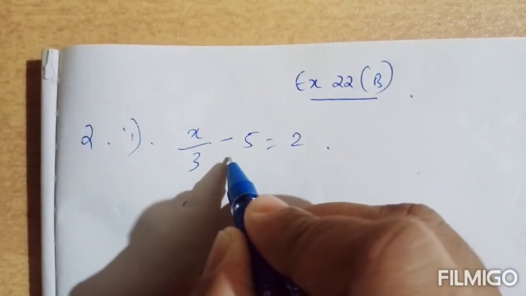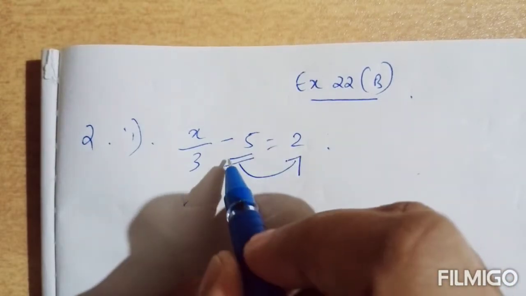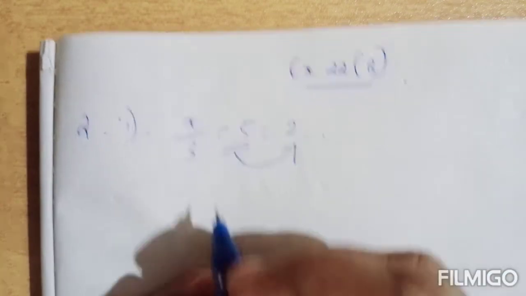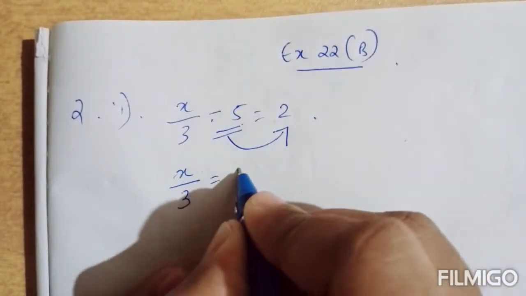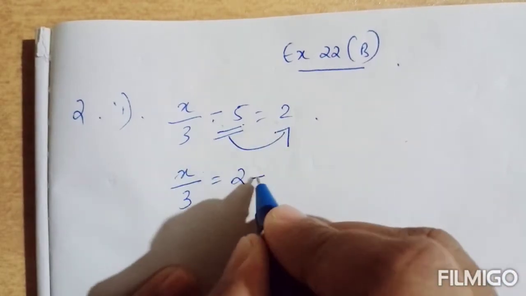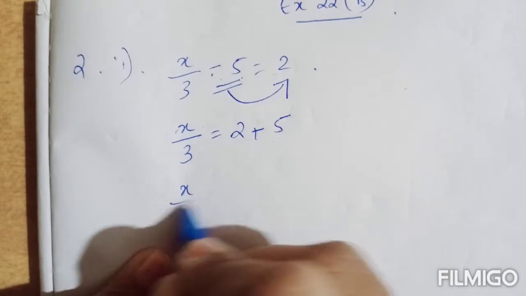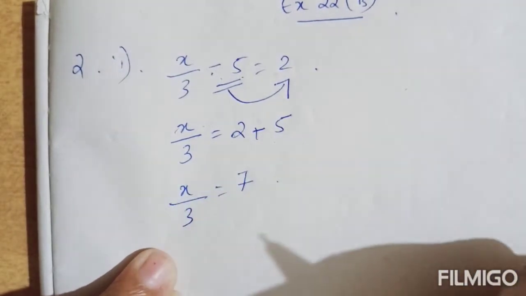So first let us take this minus 5 to the other side. We know that a negative term on taking to the other side will be positive. So this will be x by 3 equal to 2 minus 5; on taking to the other side it will be plus 5. Okay. So x by 3 equal to 2 plus 5, it is 7.